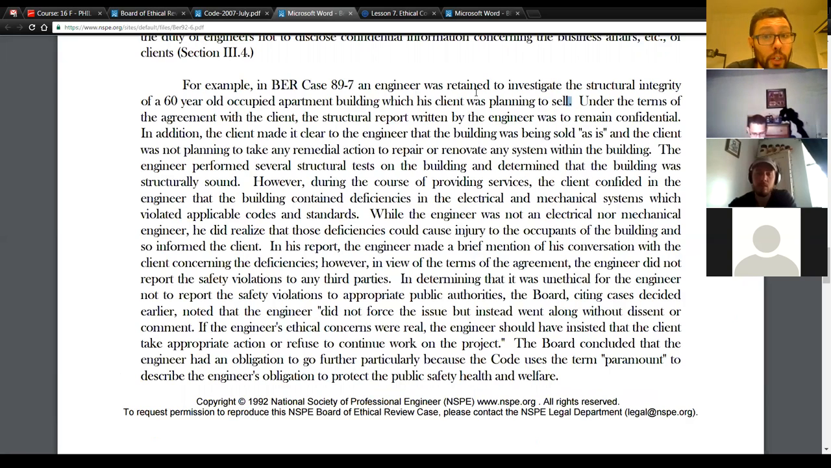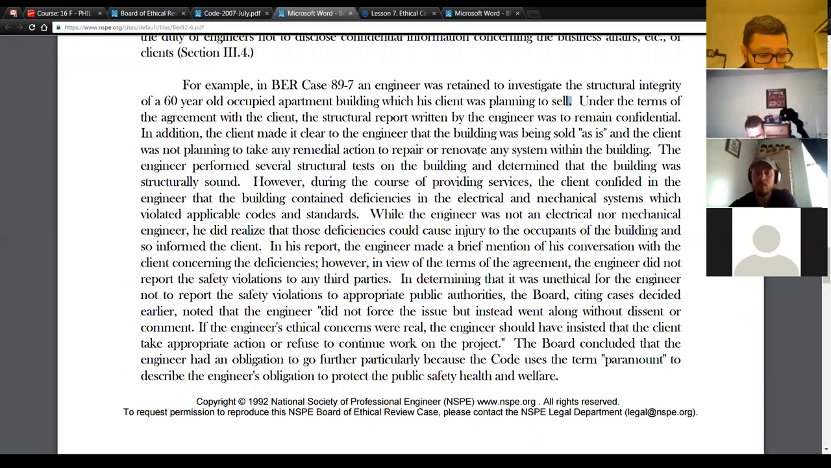The engineer performed several structural tests in the building and determined that the building was structurally sound. However, during the course of providing services, the client confided in the engineer that the building contained deficiencies in the electrical and mechanical systems, which violated applicable codes and standards. While the engineer was not himself an electrical or mechanical engineer, he did realize that those deficiencies could cause injury to the occupants of the building, and so informed the client. In the report, the engineer made brief mention of the conversation with the client concerning the deficiencies, but in view of the terms of the agreement, the engineer did not report the safety violations to any third parties or to any authorities.